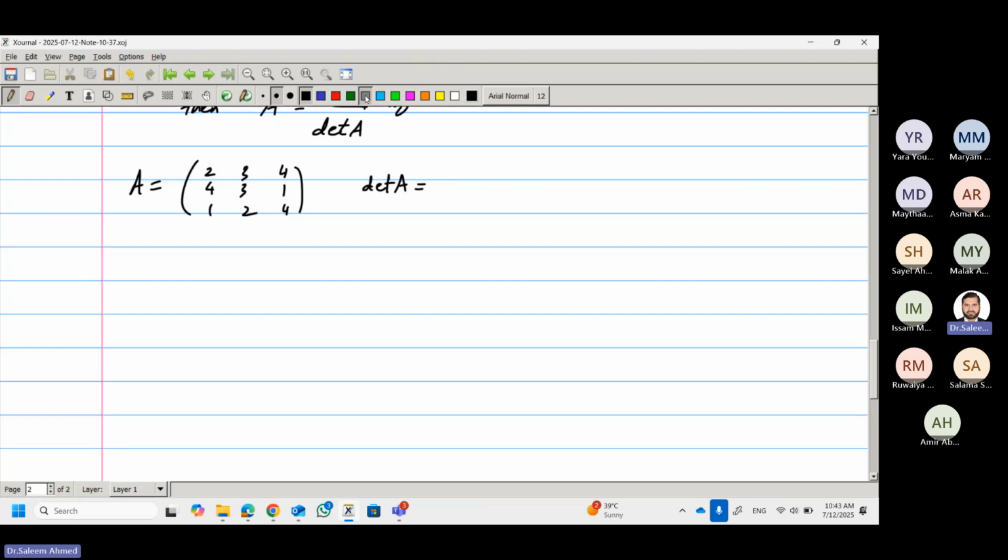You can pick any row, any column. So let's see, if I pick the first row, then 2 with plus, 3 with minus, 4 with plus. So I will write, let's say this is the blue one, 2. Remove this row and this column, so you have this matrix. Find the determinant of that: 4 times 3 is 12, minus 2. And then plus minus 3. This row and this column is gone, so now you have 4 1 1 4.